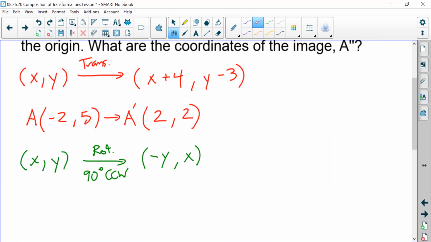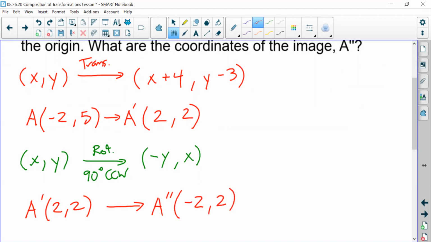So now we're going to do the rotation to this (2, 2). A prime is at (2, 2), but our 90 degree counterclockwise rotation switches x and y, and makes the first one have the opposite sign. So now we're at (-2, 2). So when it comes to the composition of transformations, we want to go just one step at a time.